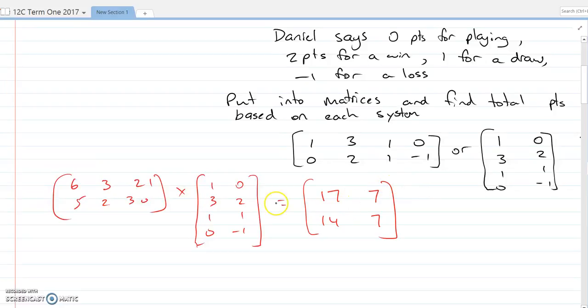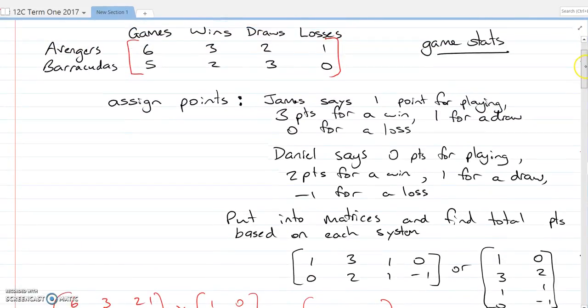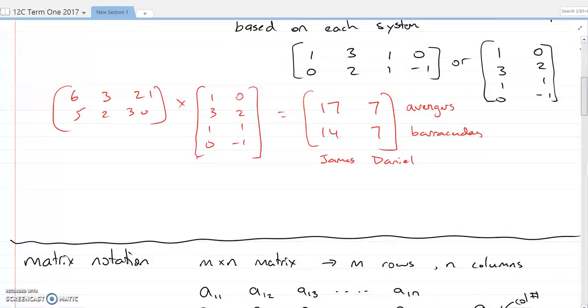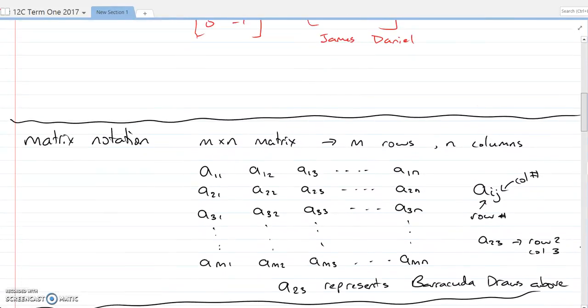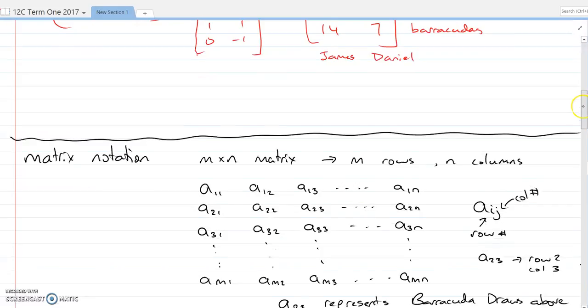Pause. Okay, so if you multiply these together, you get this, okay? First row is Avengers, and second one is the Barracudas, and of course, this is James' scoring versus Daniel. Alright, so you can see with James' scoring system, the Avengers come out ahead. With Daniel, they're tied.